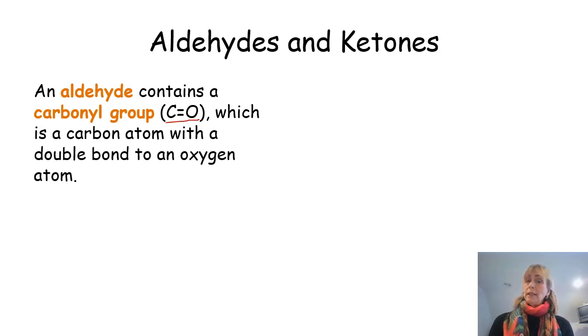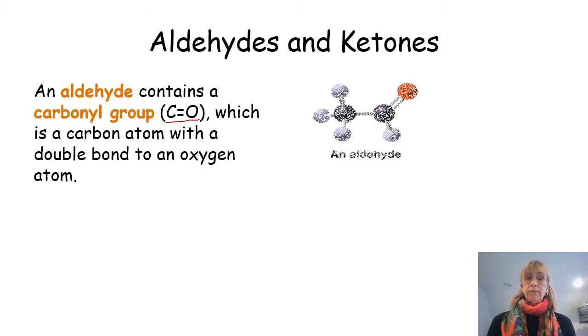So an aldehyde contains a carbonyl group, which is a carbon atom, like we said, with a double bond to an oxygen atom. So there it is. There is our aldehyde. So here's a carbon with three hydrogens attached. It's bonded to a carbon, and that carbon's bonded to a hydrogen. And in addition, it is doubly bonded to an oxygen. Okay, so we see this carbon doubly bonded to an oxygen and then a hydrogen.